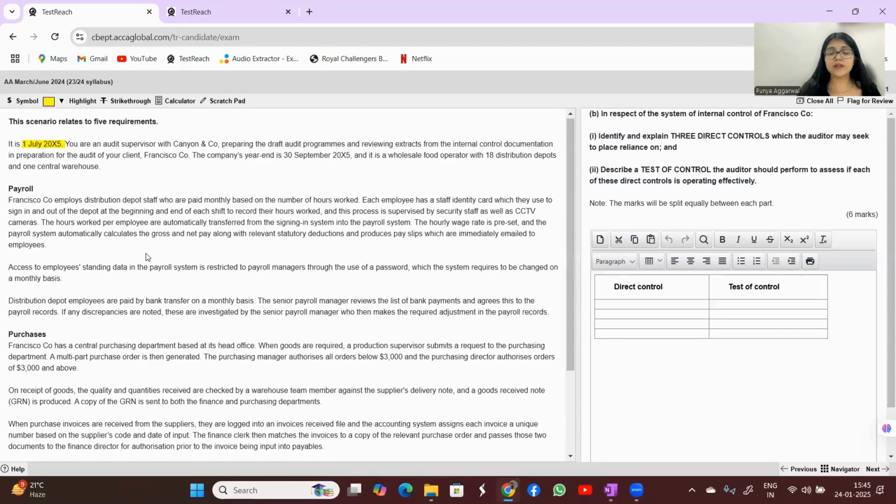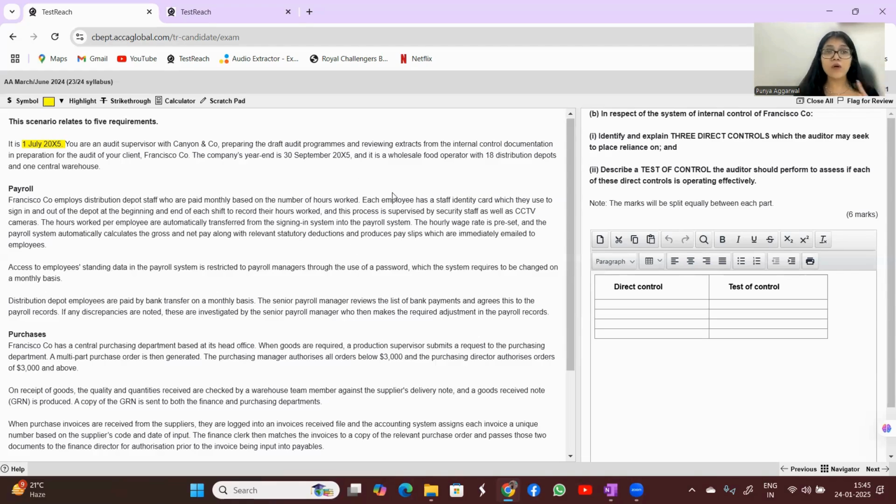Let's read the first one. Francisco Company employs distribution depot staff who are paid monthly based on number of hours worked, which is fine. How many hours they work, they are paid for that. Each employee has a staff identity card which they use to sign in and out of the depot at the beginning and end of each shift to record the hours worked. And this process is supervised by security staff as well as a CCTV camera.